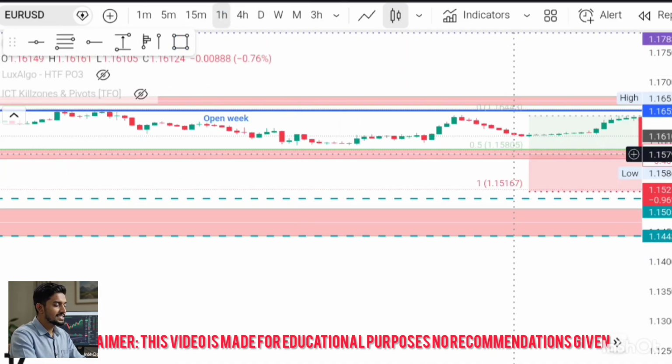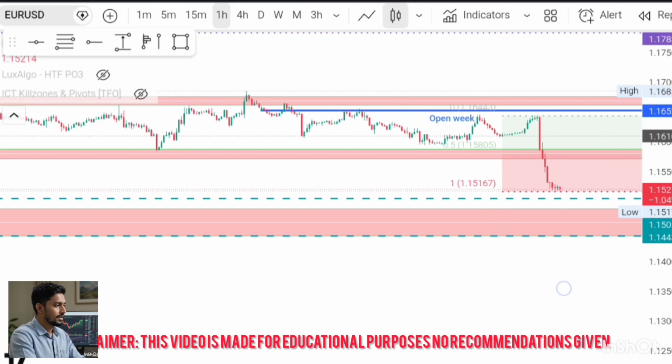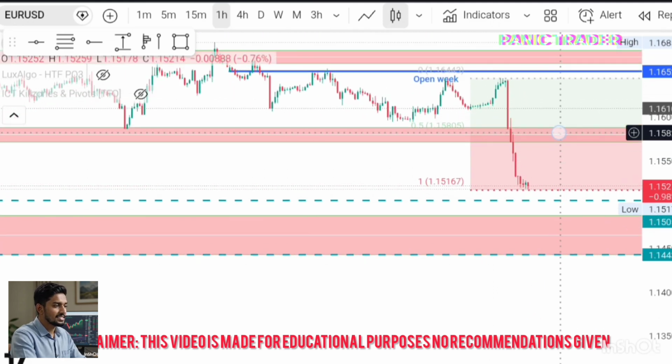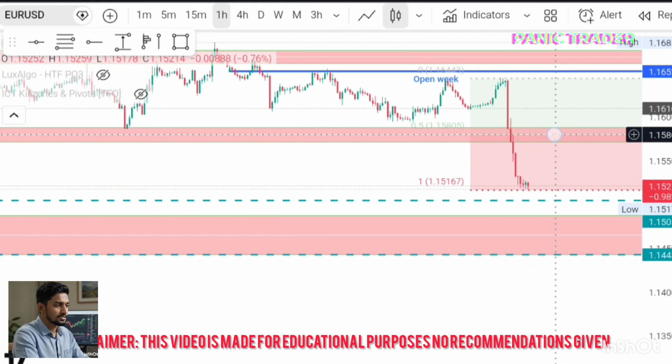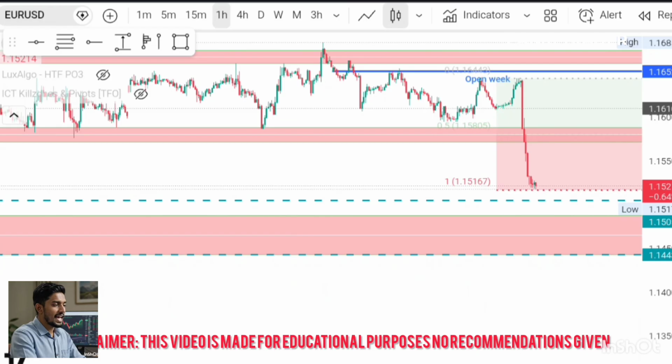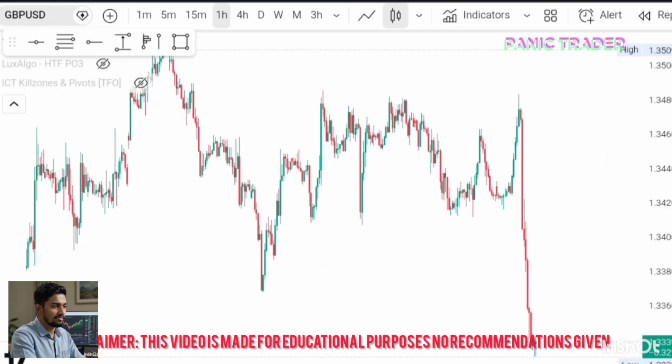If you drop down to a lower time frame, you can see there are a lot of zones here. The primary zone, the major zone I am marking, is this one. This is going to be a very good zone for selling. The level is around 1.1580, 80 will be a round number. So we can expect to see selling from that zone. So next we can go for GBP.